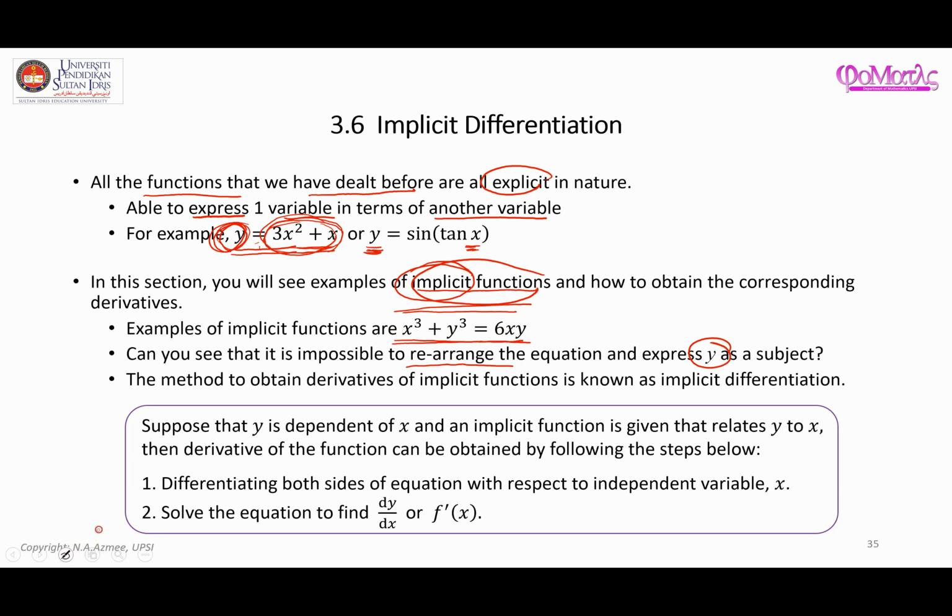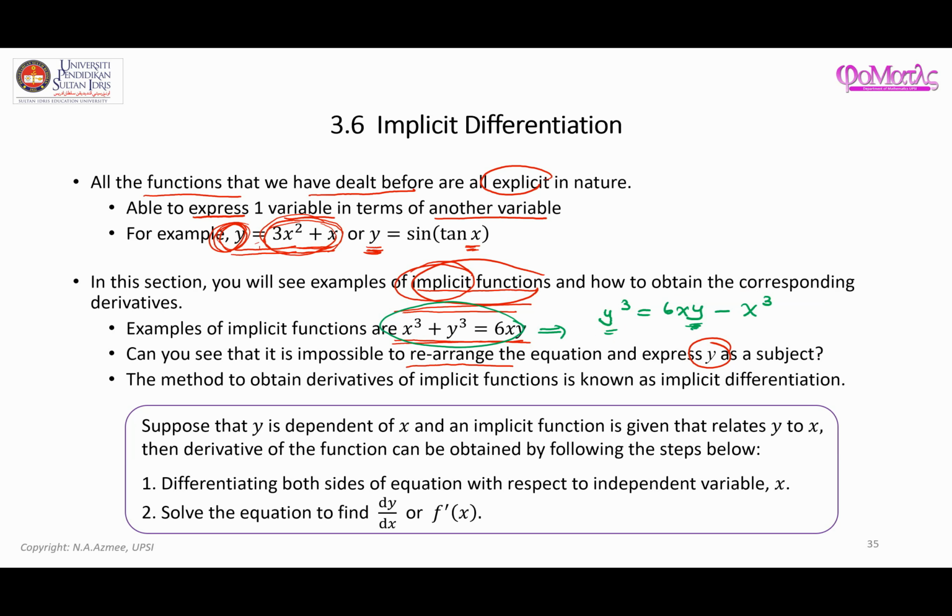Well, we can try and do that now. So we have this one. This can be written as y cubed is equal to 6xy minus x cubed. So we still have y on this side. How are we going to get rid of this value of y here? There's nothing that we can do. It is impossible to rearrange this equation so that we only have y on the left side and x on the right side of the equation.